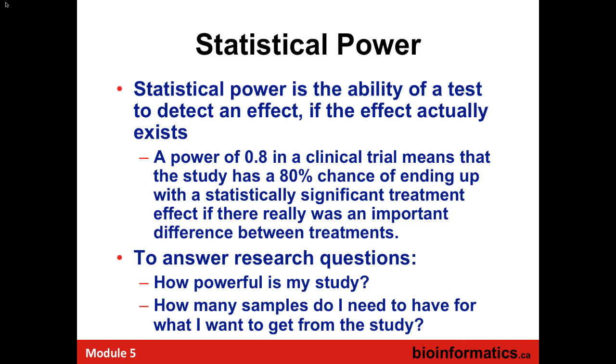So you're generally wanting to find a condition where you could choose the number of samples or patients where you have a power of about 0.8. That's sort of the consensus cutoff. 0.8 means you've got an 80% chance of ending up with a statistically significant result. Some people may want a 90%, some may want a 99%. Again, it's up to you, but the consensus that a lot of people are happy with is around 80%.